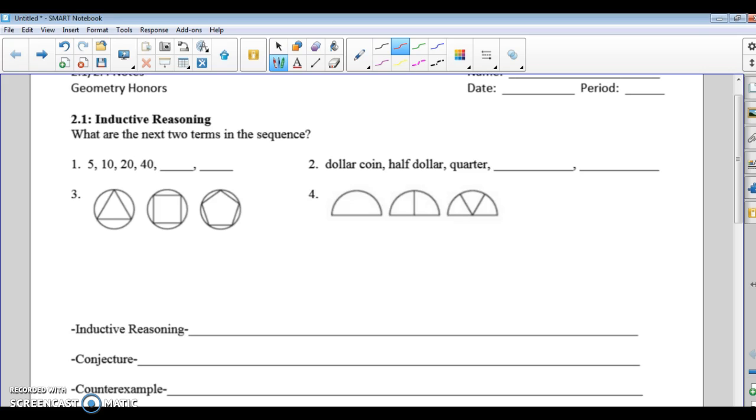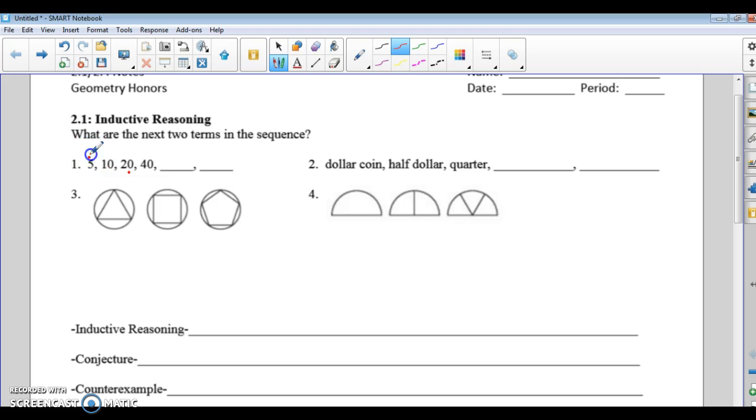It's asking what are the next two terms in the sequence. Number 1. The first one is 5, next one is 10, and then 20, and then 40. So, in order to figure out the next two terms, what do I need to do? We have to look at the pattern, make some observations, and see what's happening from 5 to 10 to 20 to 40. What is happening each time?